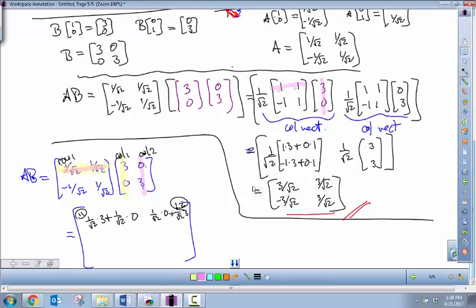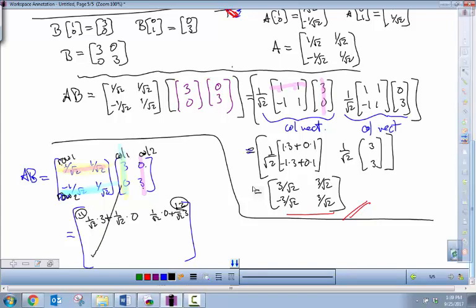And then we go to the second row. The first row is done, and we've distributed it to the first column. Now we go to the second row and the first column. So we're looking at row 2 now. Row 2, column 1. So the 2, 1 position is going to get the dot product of row 2, so that's negative 1 over root 2 times 3 plus 1 over root 2 times 0.